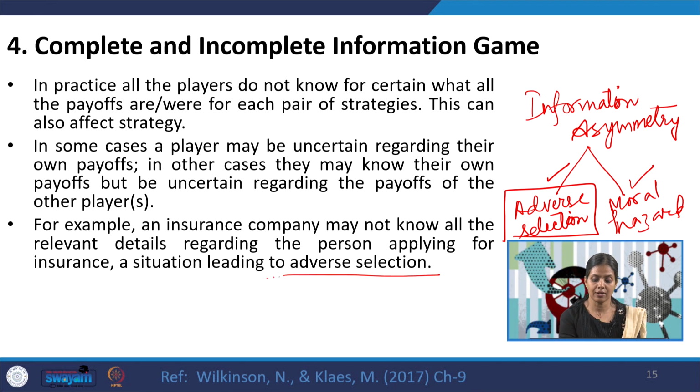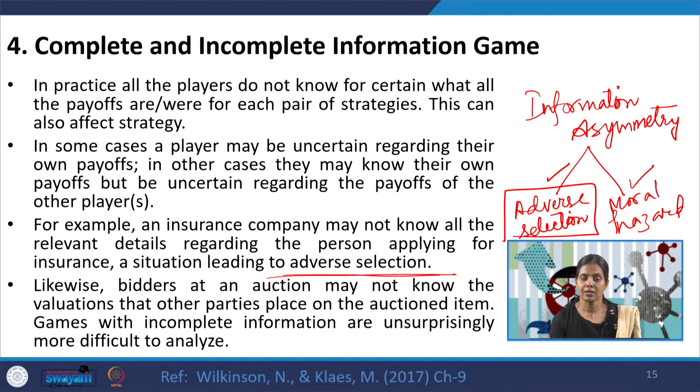So, this is what we are referring to, that an insurance company may not know all the relevant details regarding the person applying for insurance, a situation leading to adverse selection problem. Likewise, bidders at an auction may not know the valuations that other parties place on the auctioned item. Games with incomplete information are unsurprisingly more difficult to analyze. Of course, when there is not complete information, then we need to make a lot of assumptions, as a result of which reaching the optimum solution is always covered with a lot of precariousness.